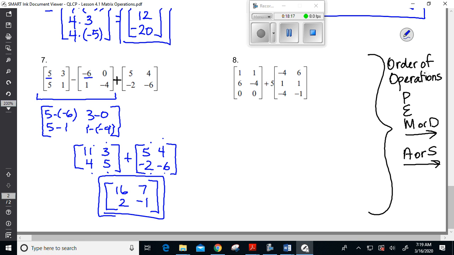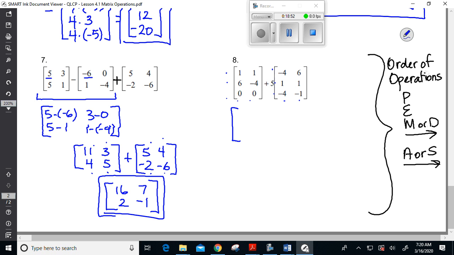Then last example, problem 8. So notice you're adding, but you also have a number in front of a matrix. So that's adding and scalar multiplication. So, of course, multiplying comes before adding and subtracting. So we still follow our order of operations. So 3 rows, 2 columns, 3 rows, 2 columns. Again, check your dimensions, make sure that they're valid. We do our multiplication first.